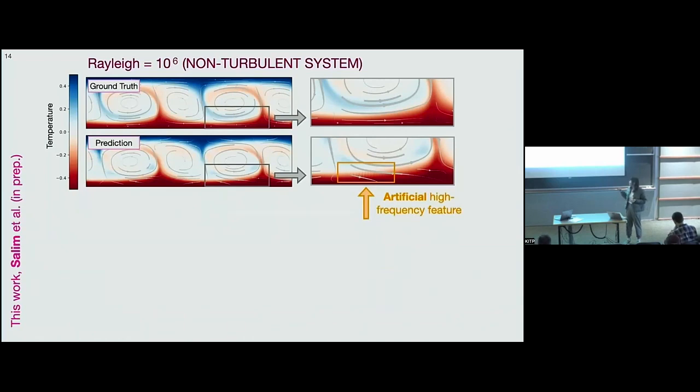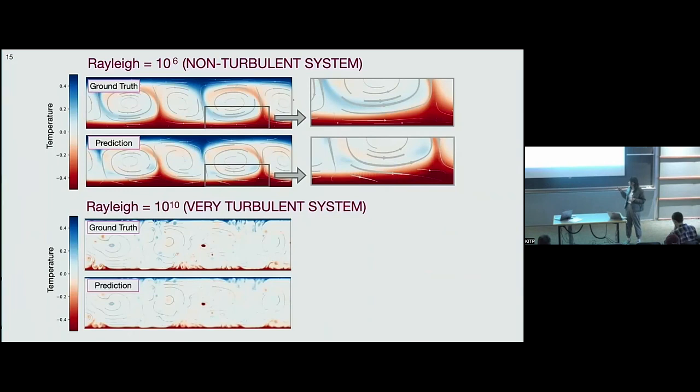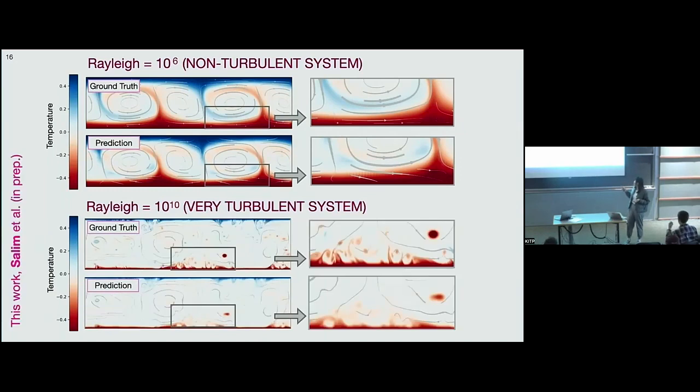However, once we look at the output of the very turbulent systems, we could see that whilst it doesn't capture all of the very small scales in the system, this very artificial feature is not present. So there's less of a systematic error in the output.